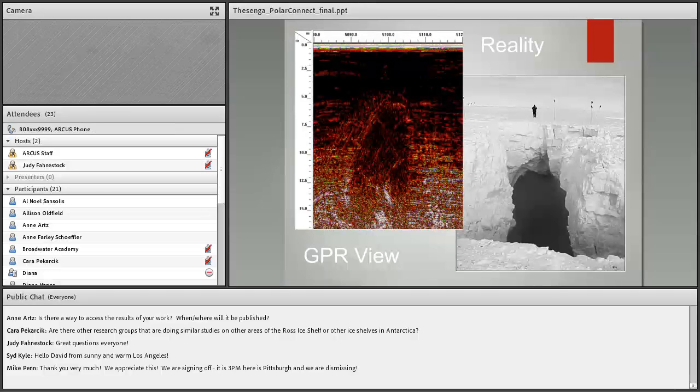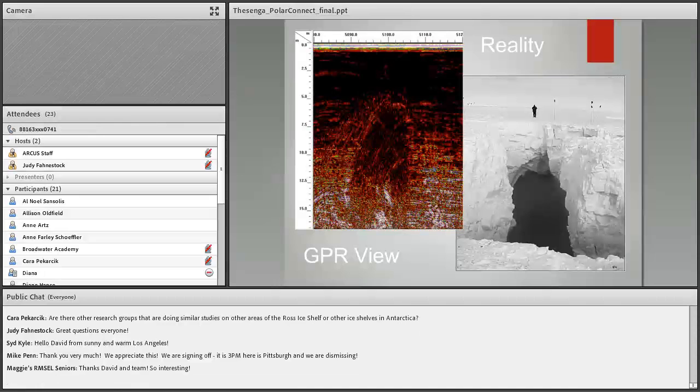Okay, back to a couple more questions, and that will probably be it. But Anne would like to know, is there a way to access the results of your work, and when and where will it be published? That's a great question. So as scientists, we're funded by you, the taxpayers, and so we have an obligation to make all of our research public. Like with any scientific project, there's several years of data collection and analysis, and we're in that phase right now. But beginning in maybe the next 6 months, we will start writing up our interpretations of the data we collected. And that is presented in several different venues.